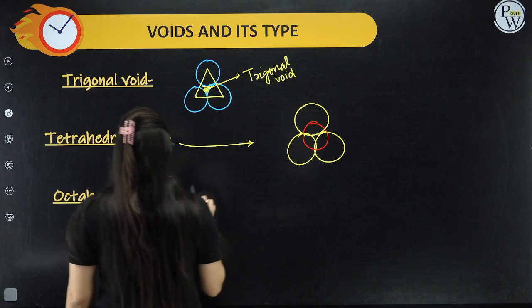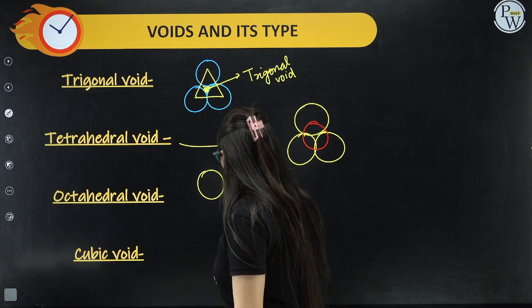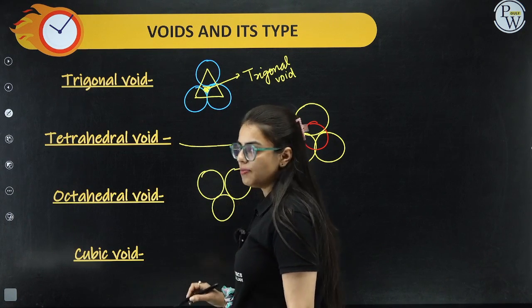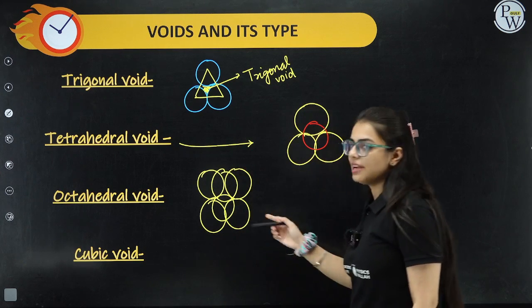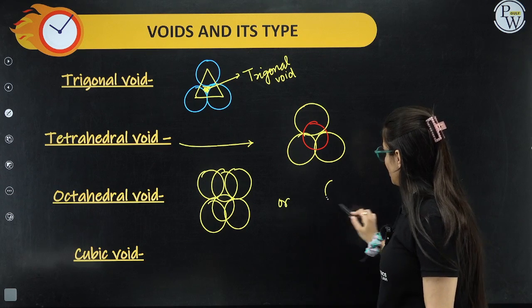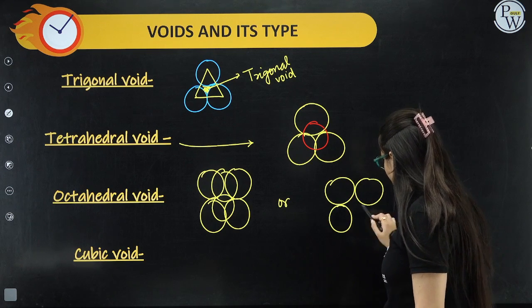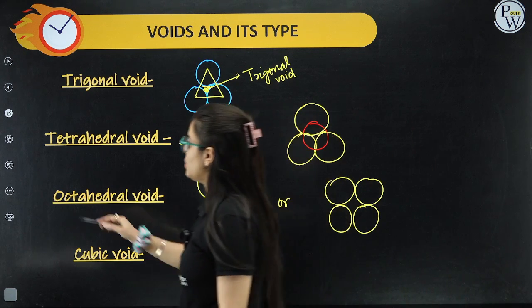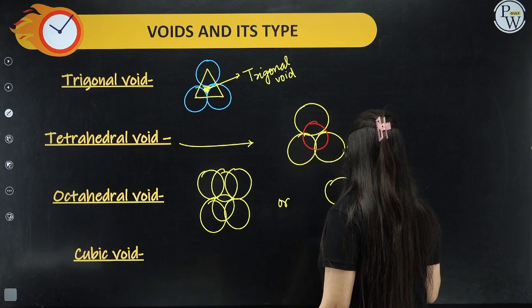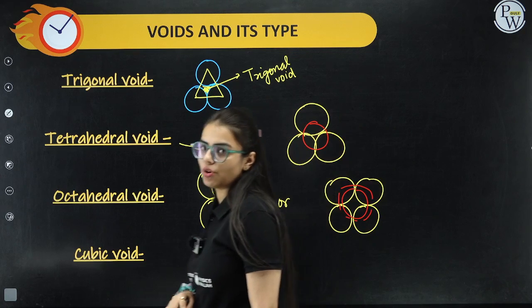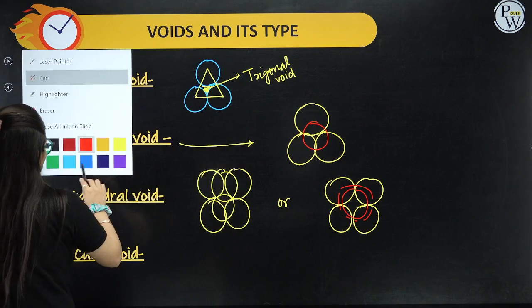Let us talk about octahedral. In the case of octahedral, we have two cases. Two at the bottom, one at the top, or one at the bottom, one at the top, two at the bottom. Either this way, or there is one more way: four in the same plane, one at the top and one at the bottom. I am making it with dotted. So this is again an octahedral one. You can even make it like that.